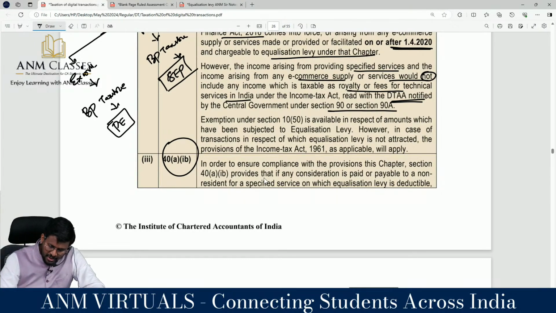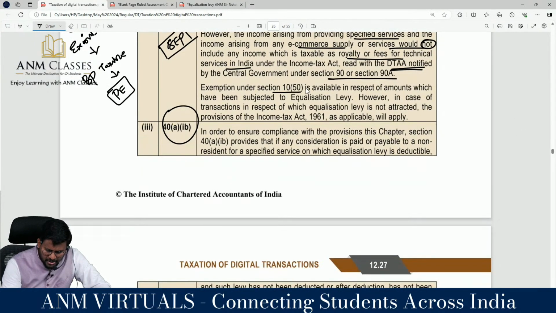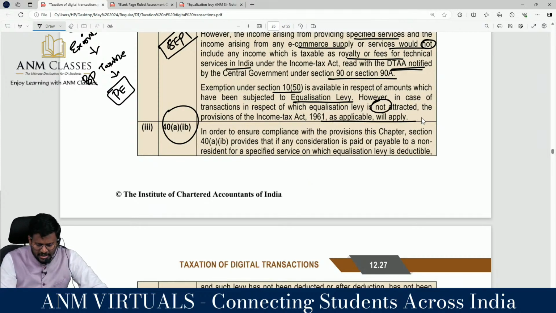Company. Correct? Exemption under section 10(50) is available in respect of amount which have been subjected to any equalization levy. However, in case of transaction in respect of equalization levy not attracted, provisions of Income Tax Act as applicable will apply. That means what they are trying to say, my dear lovable students.